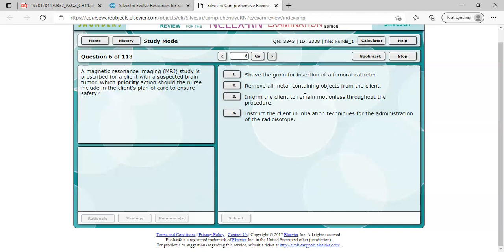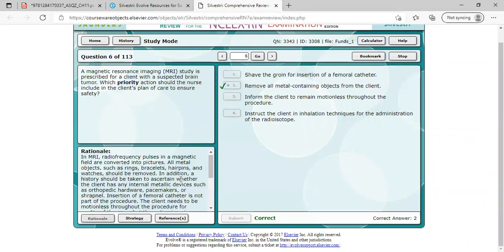So inform the client to remove all of the metallic substances. This is the answer, right? Why is it the answer and what is the rationale? They said when patients need an MRI, all metallic objects such as ring, bracelet, hairpin, and watch should be removed.